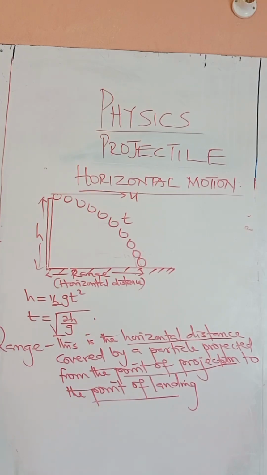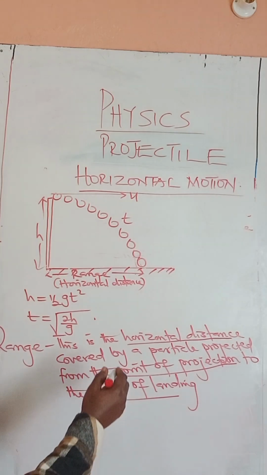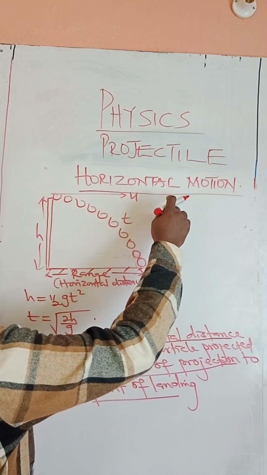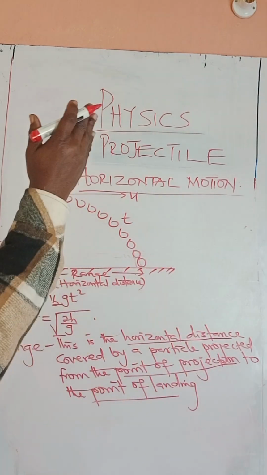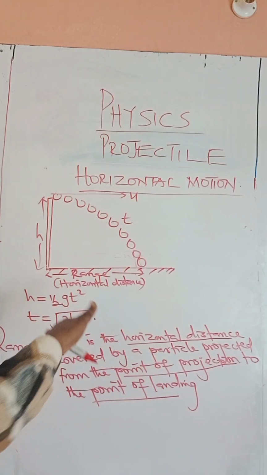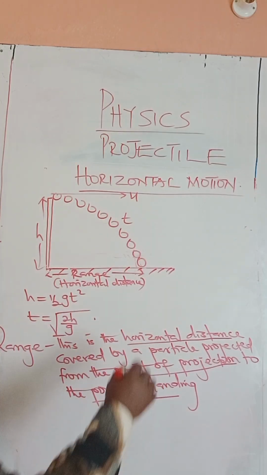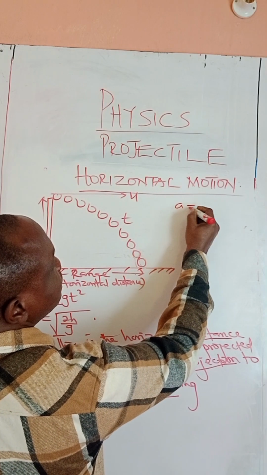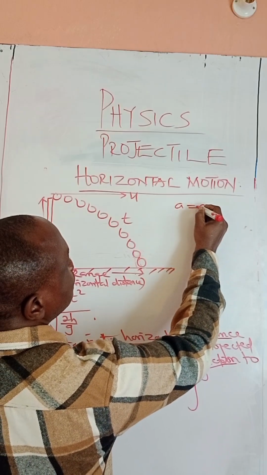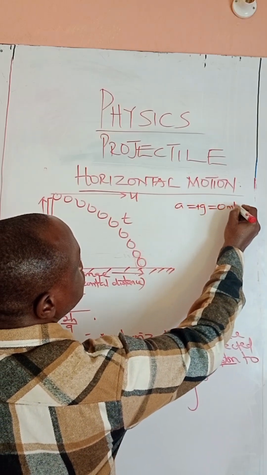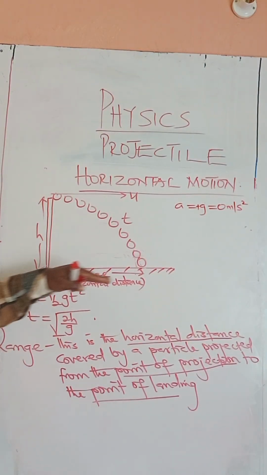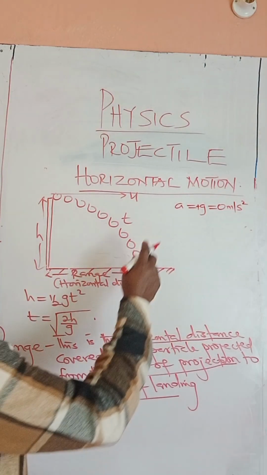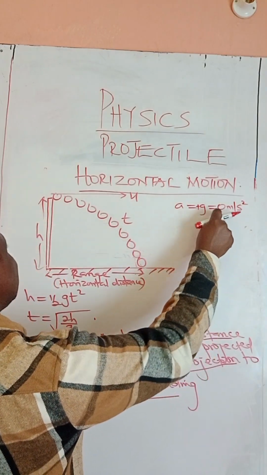So how do we derive the formula for the range? You know, a for downward is plus g. a for upward is minus g. But a for horizontal, it has no horizontal component. So under range, a is equal to 0 meters per second squared, because we are dealing with horizontal distance, and it's very, very important. Take note of this.